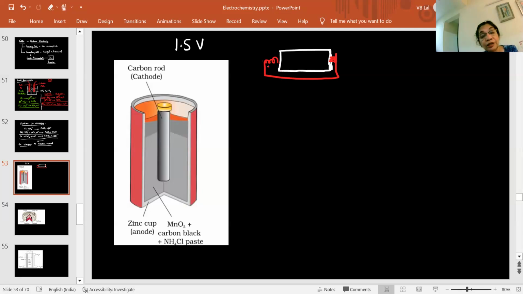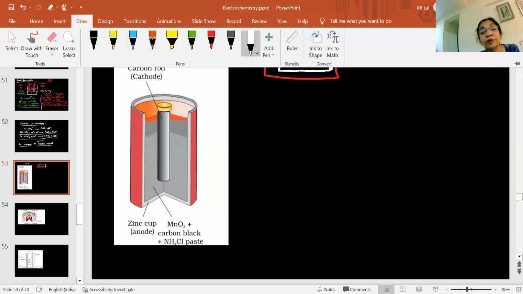Now, what is filled inside? Inside, what is filled is a paste of MnO2 and ammonium chloride. Inside here, as you can see, it is written that MnO2 and carbon black paste is there. Now, mainly in all the cells, what we have to learn is what is the reaction at the cathode and what is the reaction at the anode. So what is the anode? Let us learn that.